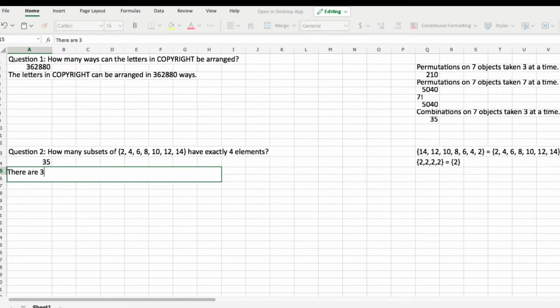But before we do, let's go ahead and write our answer in a complete sentence. So there are 35 subsets of this set we have here, 2, 4, 6, 8, 10, 12, 14, that have exactly 4 elements. So let me finish writing that out.